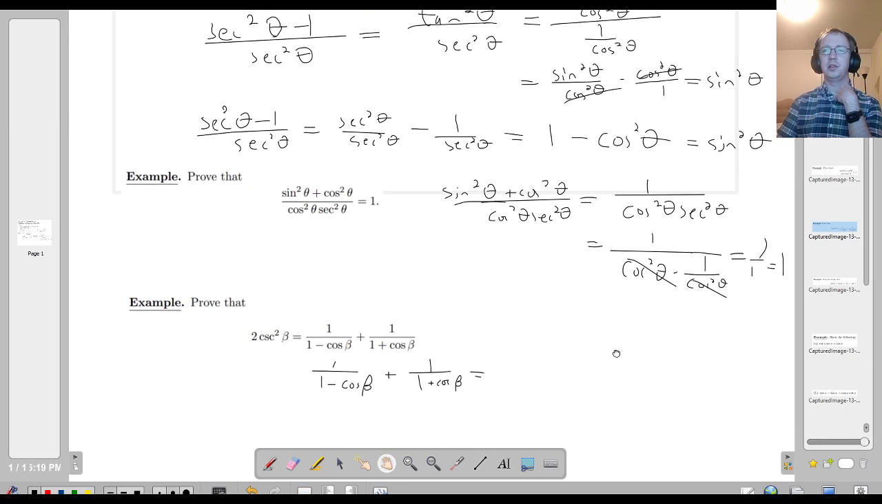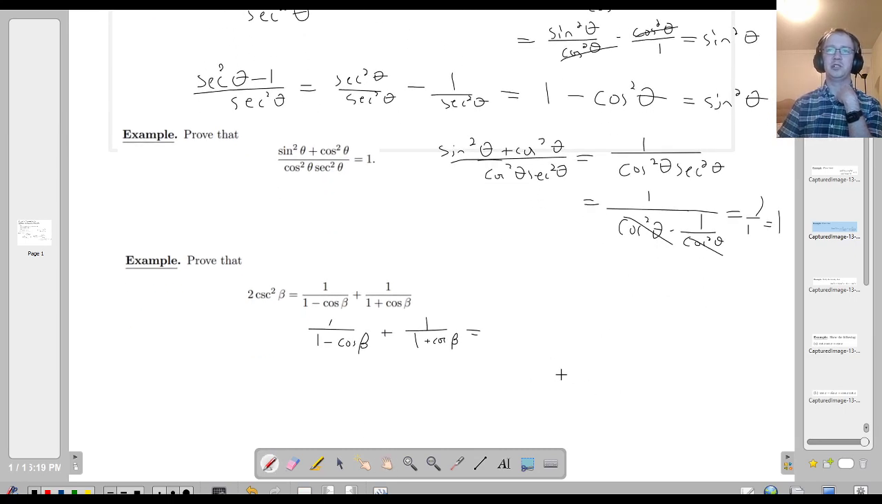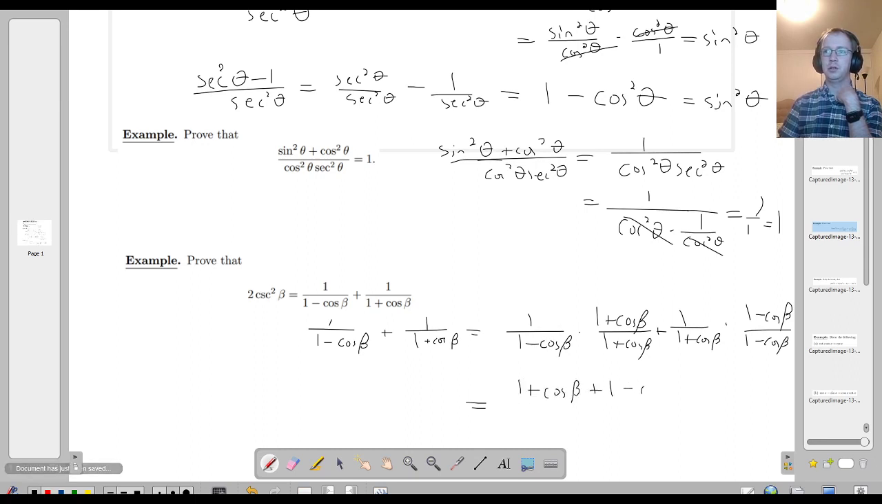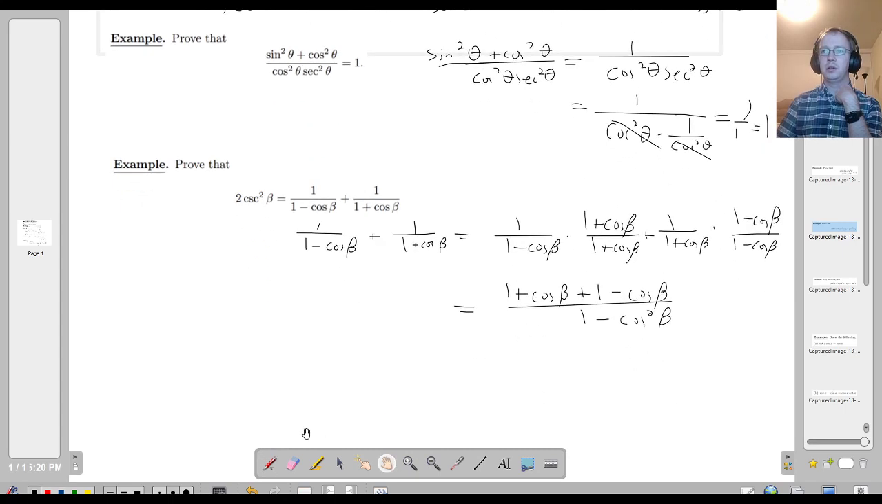Alright, so thinking about my toolbox, I'm thinking maybe I want a common denominator here. So the first one's going to get multiplied by 1 plus cosine beta over 1 plus cosine beta. The second one's going to get multiplied by 1 minus cosine beta over 1 minus cosine beta. Multiplying those guys out, I've got 1 plus cosine beta plus 1 minus cosine beta over, and if I FOIL those guys out, 1 minus cosine squared beta. Well, I'm going to have some stuff cancel out. 1 plus 1. Alright, so I've got 2 over 1 minus cosine squared beta.